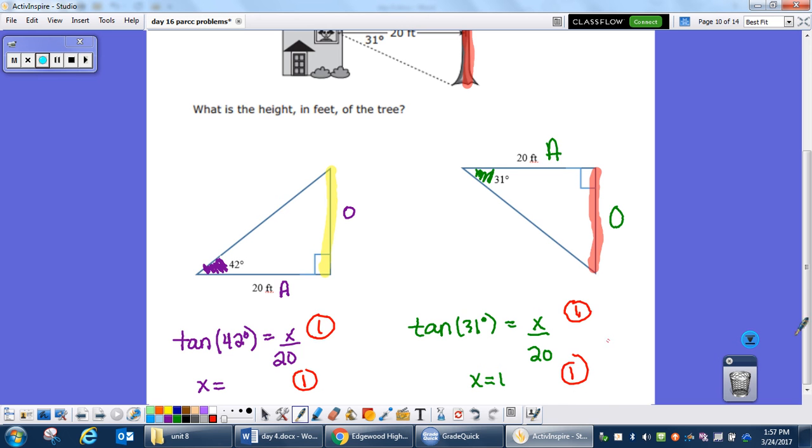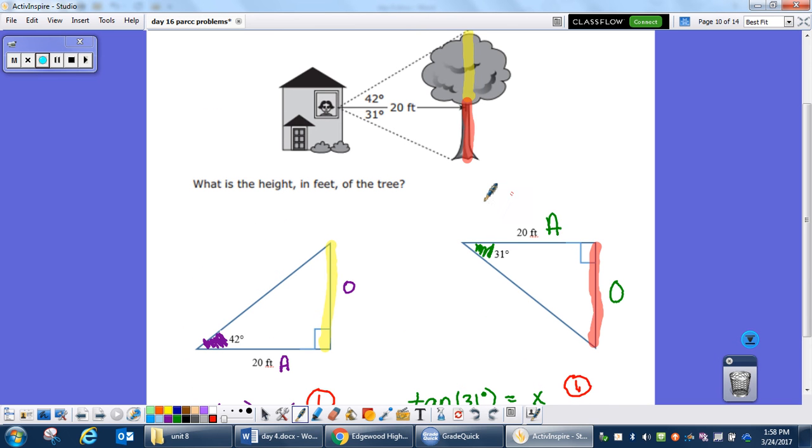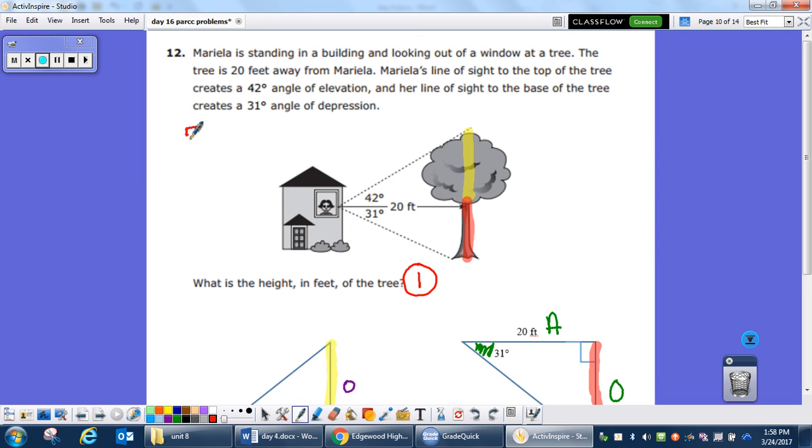And then I will give you a point if you actually go and add those x's to get your final answer. So this is a 5-point problem on the Miss Bailey scale. Okay?